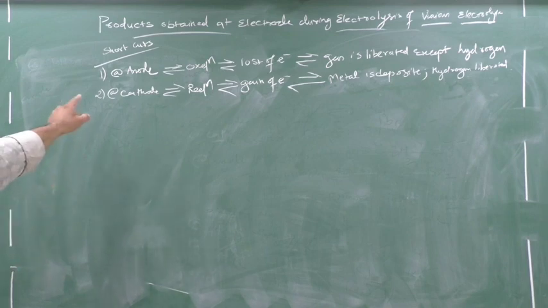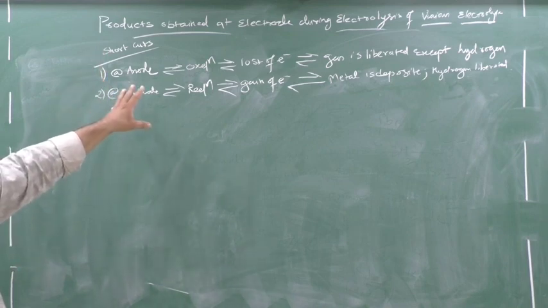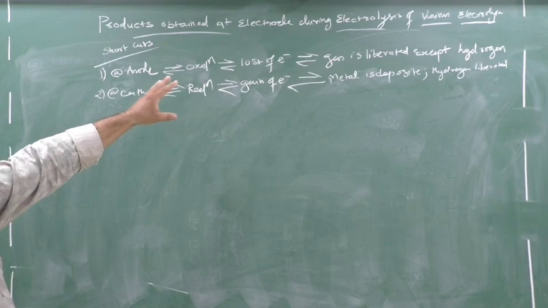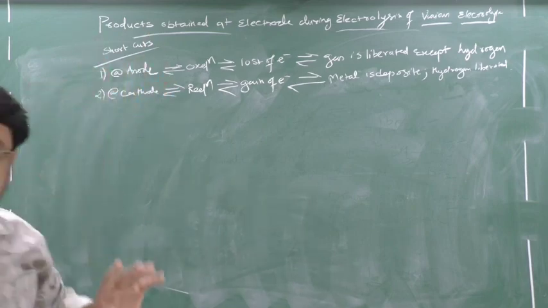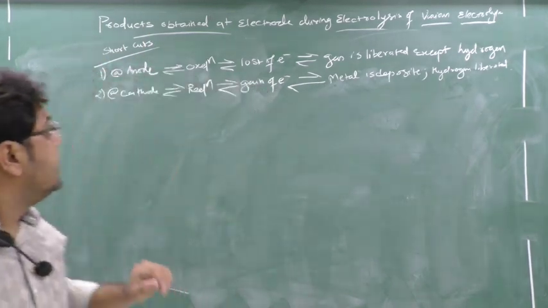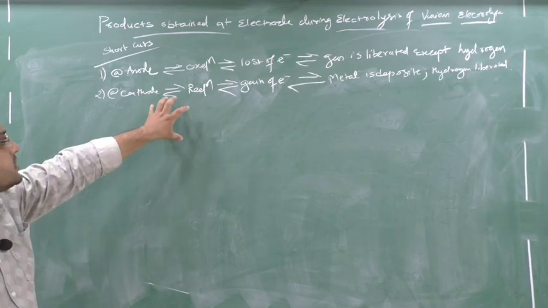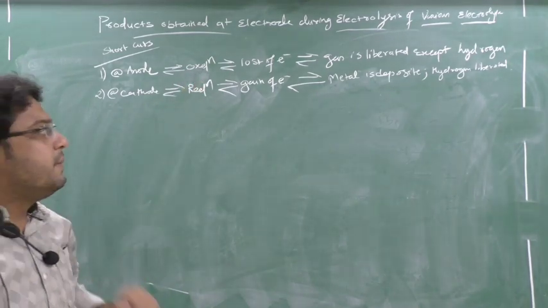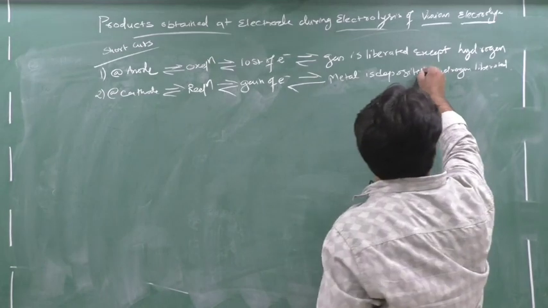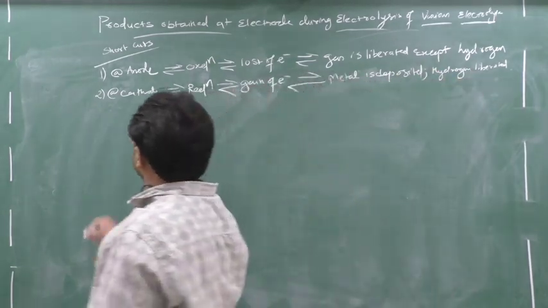So these are the shortcuts. What is the shortcut? At anode what occurs? Oxidation. Oxidation means loss of electron, and at anode gas is liberated. Then at cathode reduction occurs. Reduction means gain of electron, and gain of electron means metal is deposited, and also hydrogen is liberated. This was the first key point.